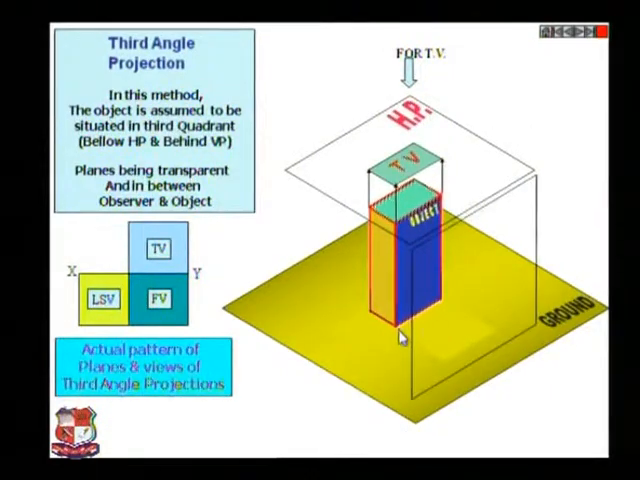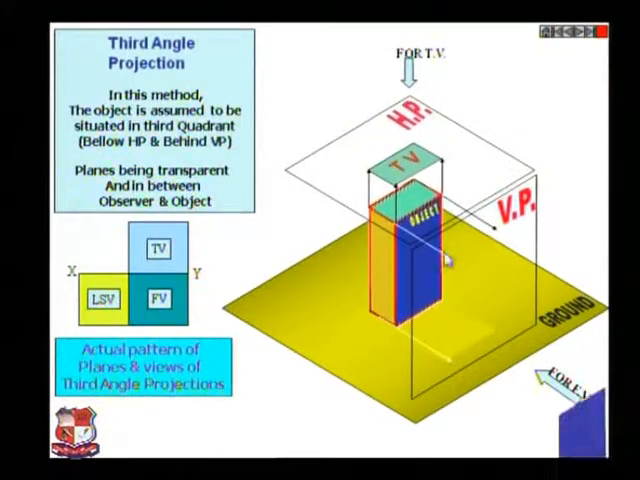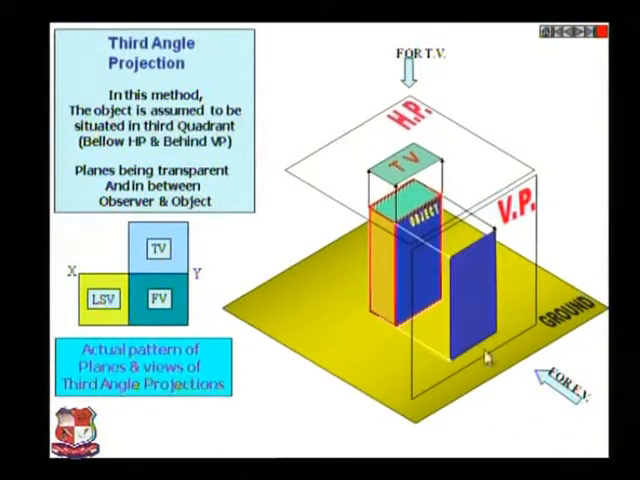Similarly, for side view or for front view, if you look from the front, this plane is in between the observer and object. So this is the vertical plane, we are looking from here, and it will be visible like this. Here we assume that this plane is transparent and this is the object as shown by blue color, that is the front view. So front view is drawn in the vertical plane.